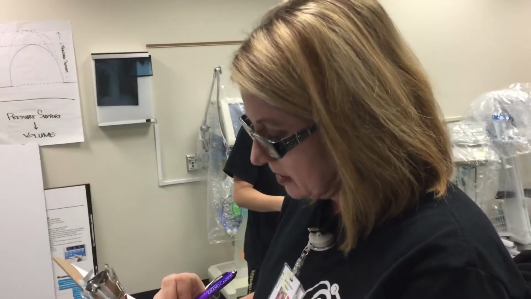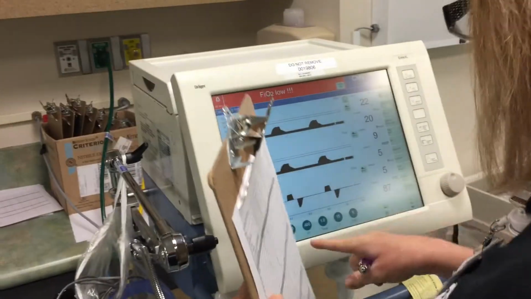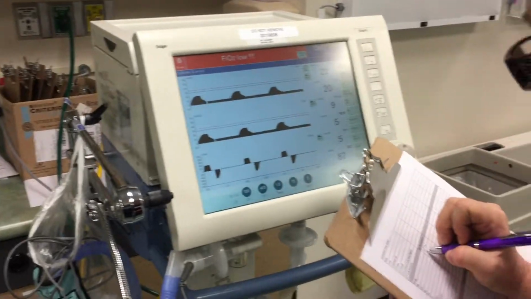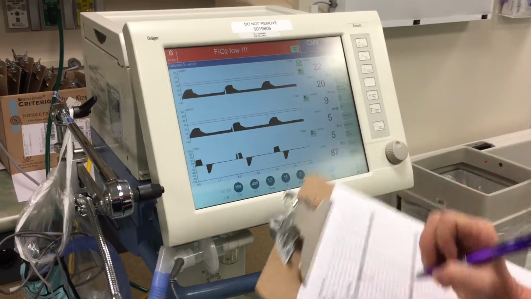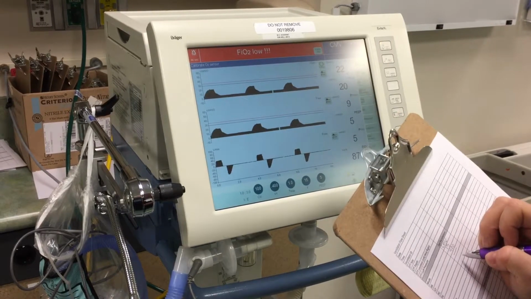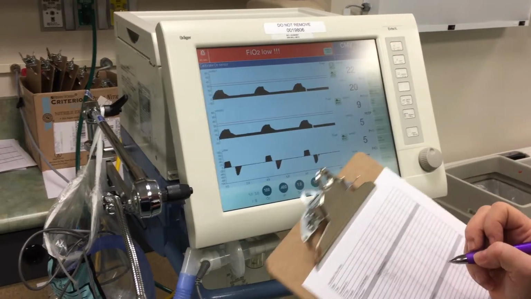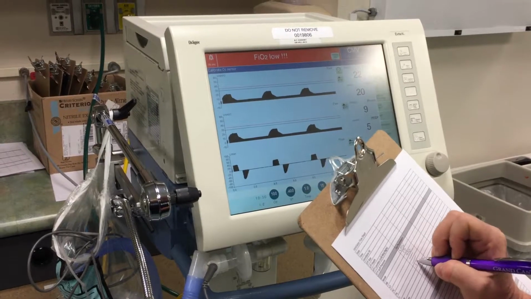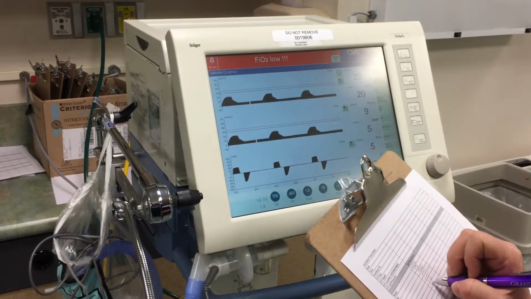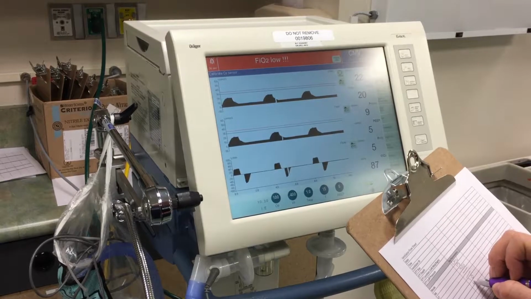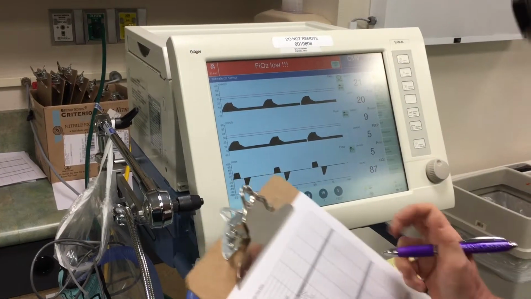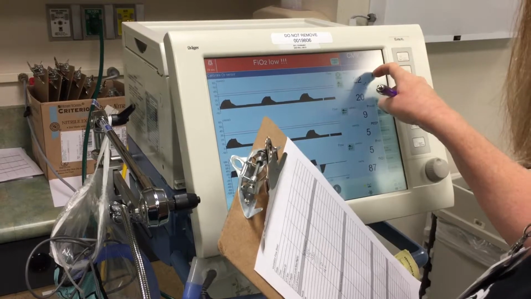So go ahead and do a vent check. So I'm in CMV. So these are my set respiratory rates. So 15, I'm playing 400. Pressure control, I don't control pressure in this mode because it's volume. Pressure support, I don't control. T inspiratory is 1. Flow is at 40.